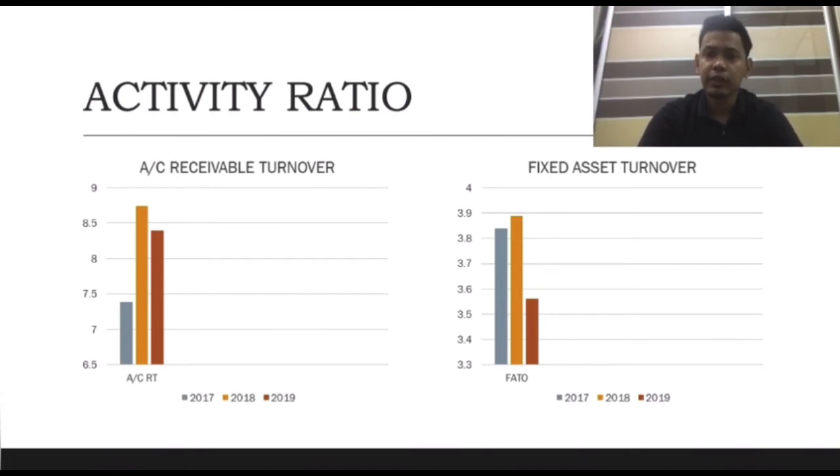Fixed asset turnover is calculated to show how efficient the company is, measuring revenue against fixed assets, as a return on investment in assets, facilities and services. Fixed asset turnover shows an increasing pattern from 2017 to 2018, but in 2019 the pattern is decreasing. It shows that the company was more efficient during 2017 to 2018, and in 2019 the company is not using its assets to their fullest extent.